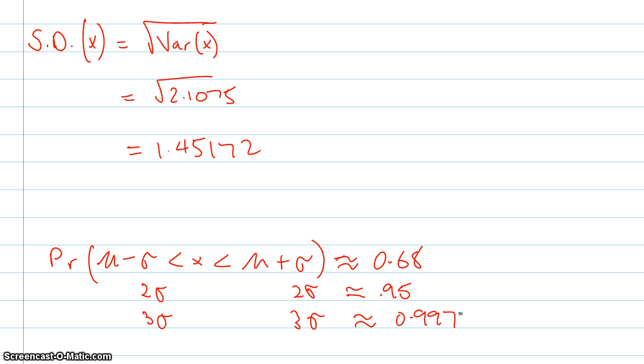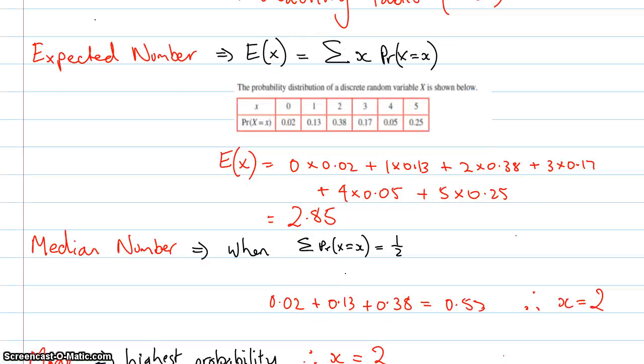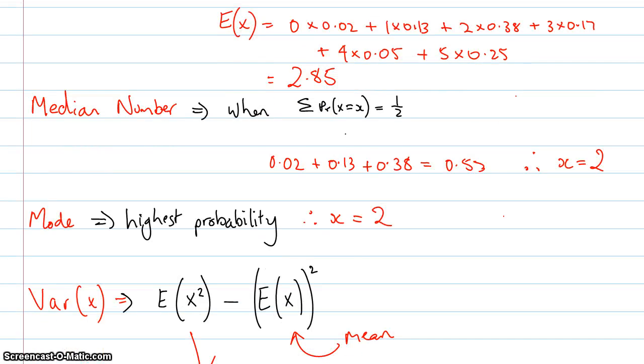Okay, so in this video we've looked at these measures of spread and other things that we've done for probability tables: expected number, median, mode, variance, and standard deviation.